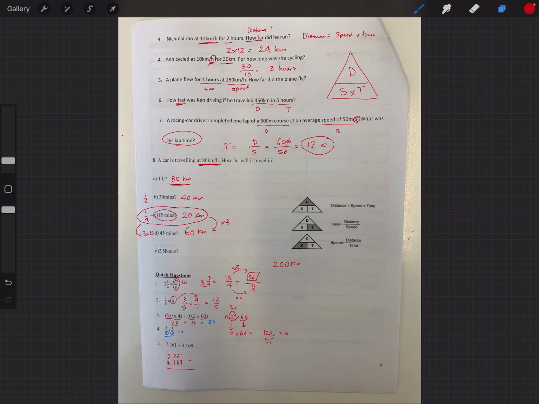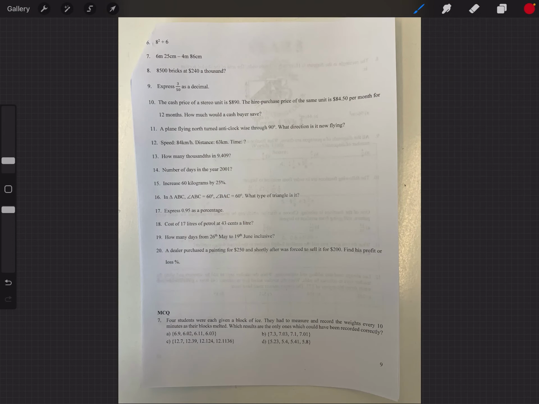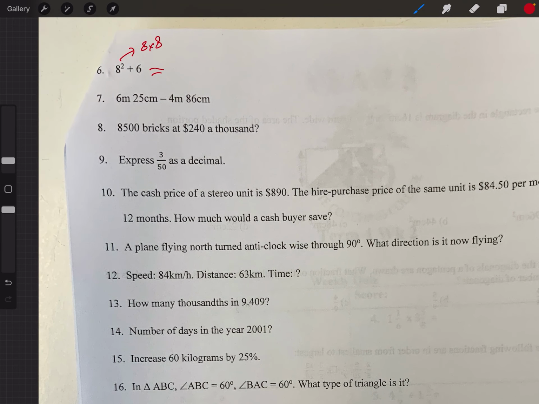Next one. Next page. Okay, that's easy. 8 squared is 8 times 8. It's not 8 times 2. You do that first, and then you add 6.